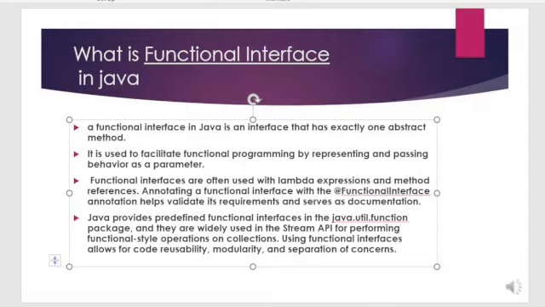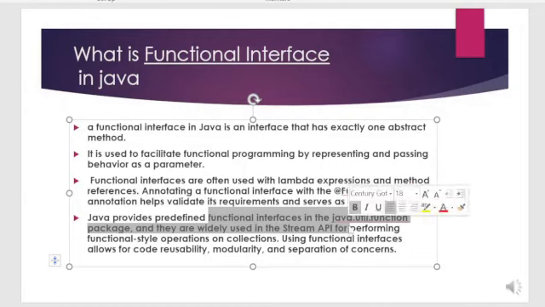Java provides predefined functional interfaces in the java.util.function package, and they are widely used in the Stream API for performing functional-style operations on collections. Using functional interfaces allows for code reusability, modularity, and separation of concerns.